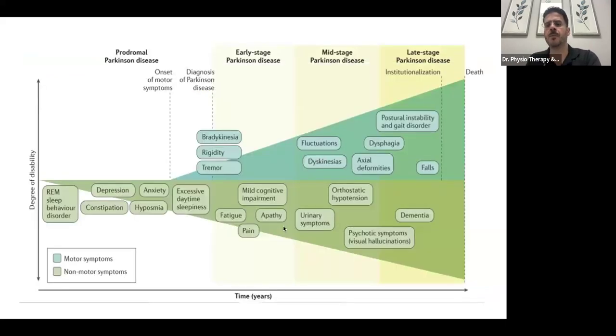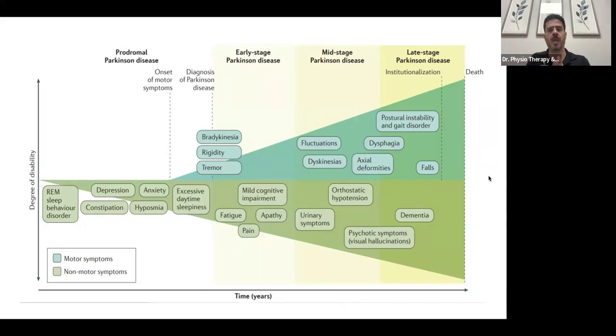All right, so I want you to just pay attention to this slide because that's a lot of information, okay? I want you to focus right here in the middle of the screen of this slide, the picture. We have two aspects here. Let me go back a little bit. On the left side of the picture, we have the degree of disability, and on the bottom, you have the time, the years with Parkinson's, all right?